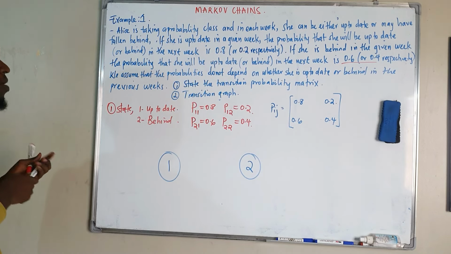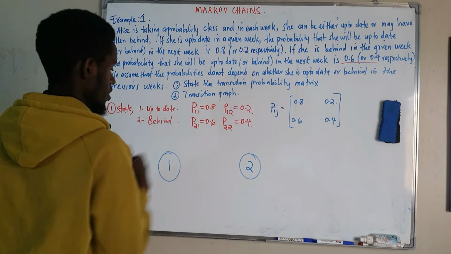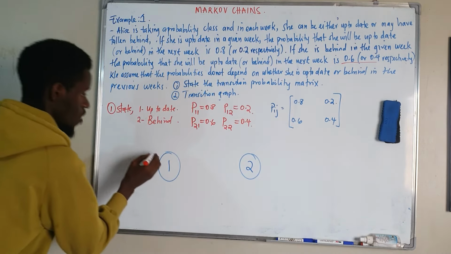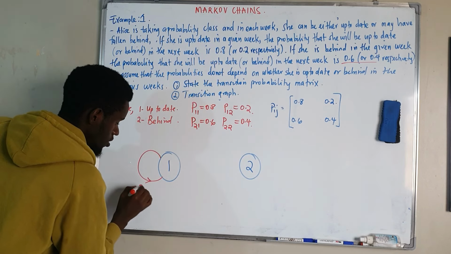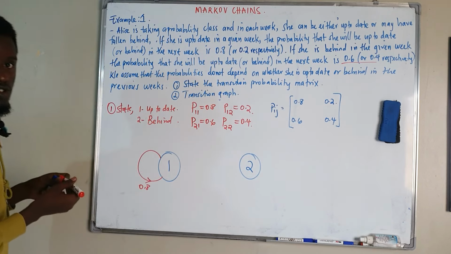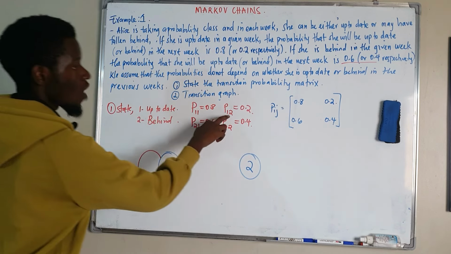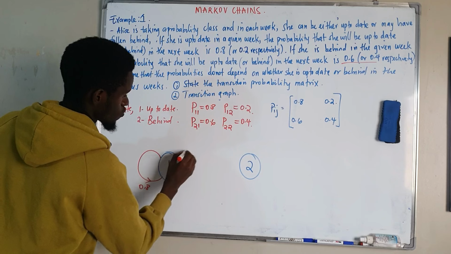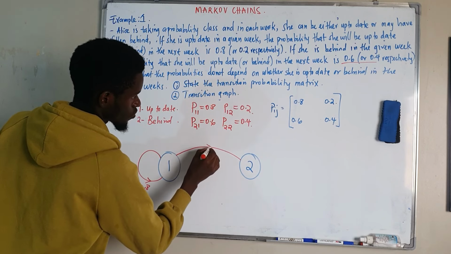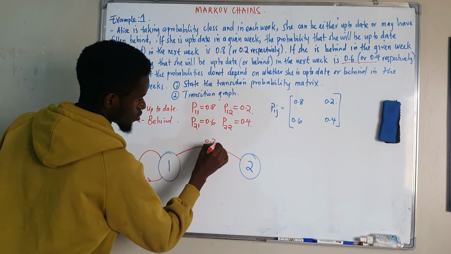Now we see that moving from state 1 to state 1 is called a safe transition, and the probability is 0.8. I'm moving from 1 to 1, 0.8. Now I'm moving from 1 to 2: in the period when I was up to date, and then in the next period I'm going to be behind. 1 to 2 is 0.2.